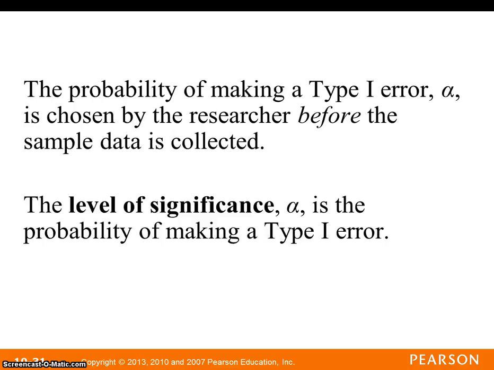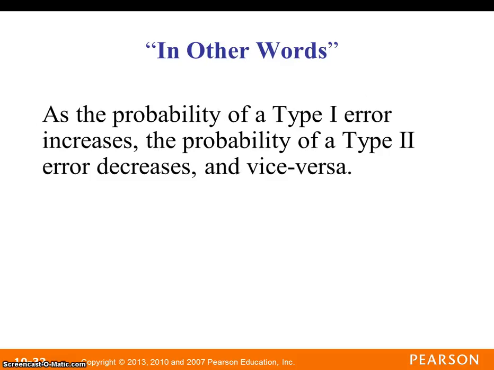So the probability of making a type 1 error, which we'll denote by alpha, is chosen by the researcher before the sample data is collected, and the level of significance alpha is the probability of making a type 1 error. So as the probability of a type 1 error increases, the probability of a type 2 error will decrease, and vice versa.